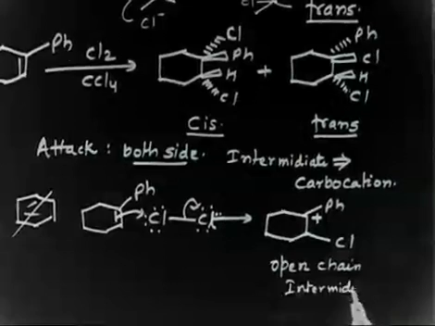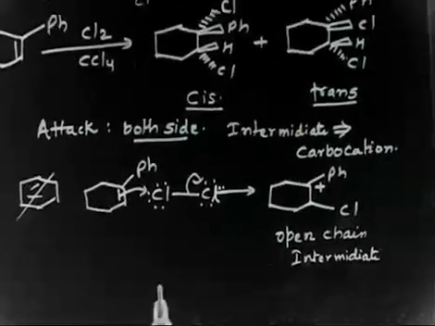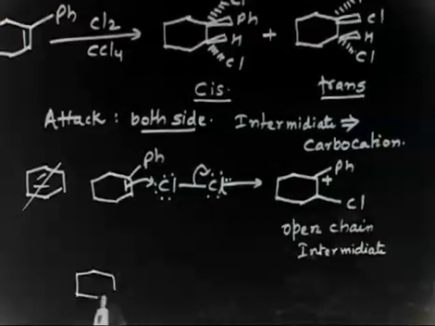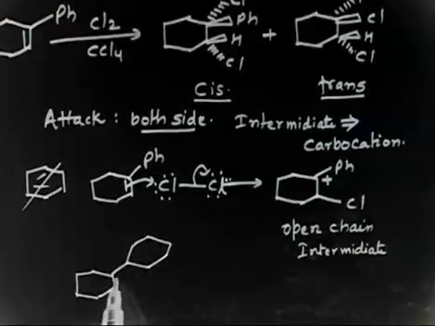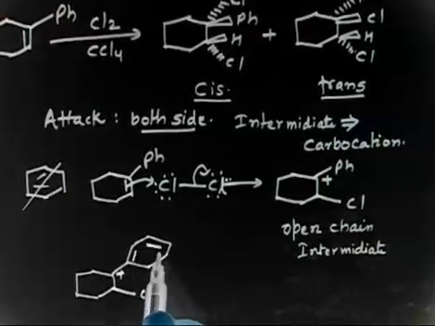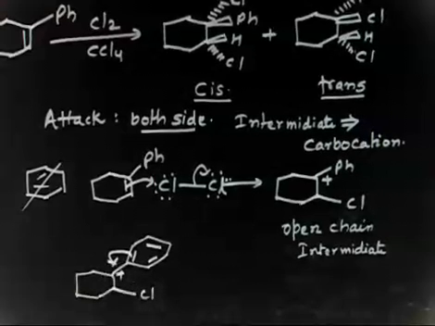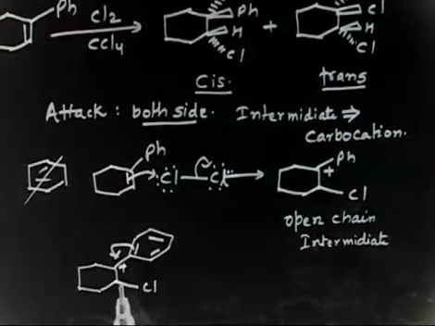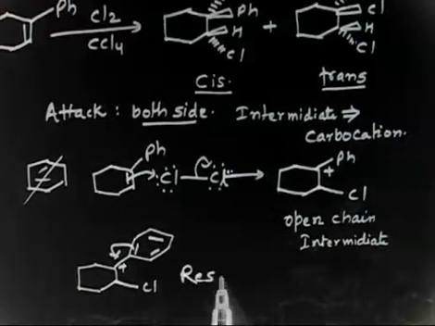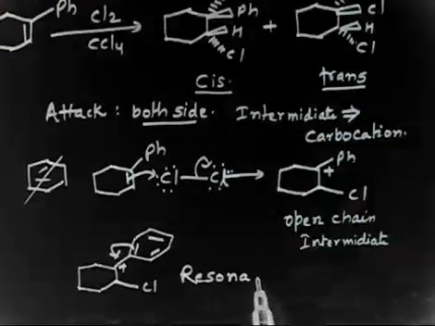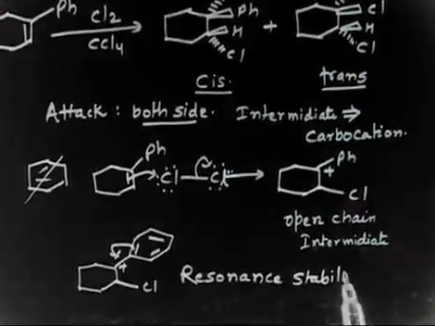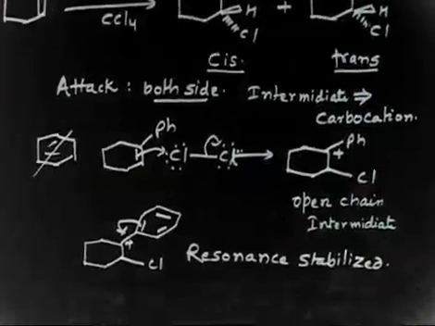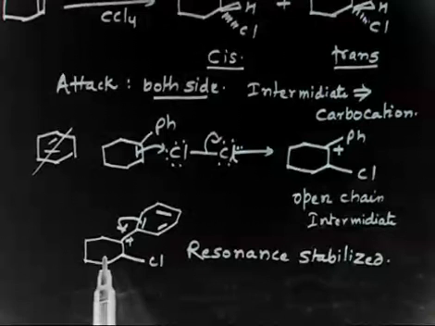Why this open chain intermediate forms in this case can be satisfied using the resonating structures. You see, in this case you have a Ph group here, are you getting or not? And here you have a plus charge, and here you have a chlorine. Now this plus charge is resonance stabilized by the ring. So this carbocation is resonance stabilized, and that's why we are getting a carbocation. Now once this carbocation is formed, you can attack from the top side or from the bottom side.